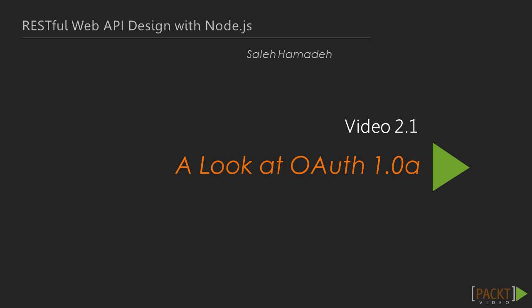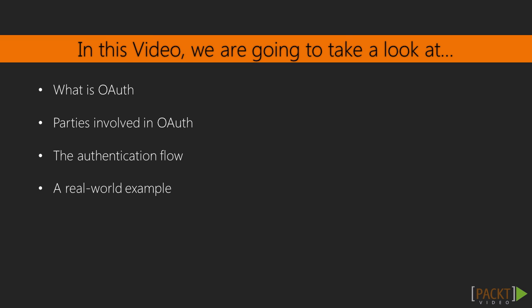Now, we move on to the first video of this section that deals with the OAuth 1.0a standard. By the end of this video, we will know the steps we need to take to allow users to use Twitter to sign into our application. In this video, we are going to take a look at what OAuth is and where it is used. We will learn about the three parties involved in OAuth. Then, we will look at the authentication flow that the parties must go through. Finally, we will look at a real-world example that uses a desired Twitter login flow.